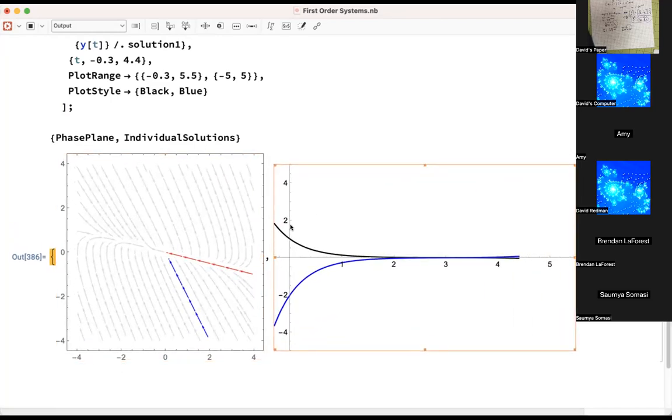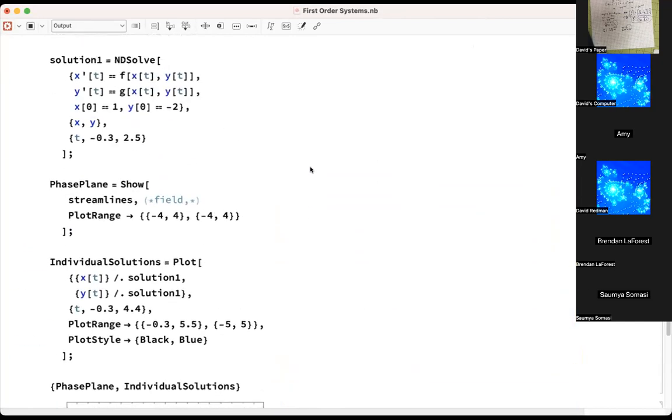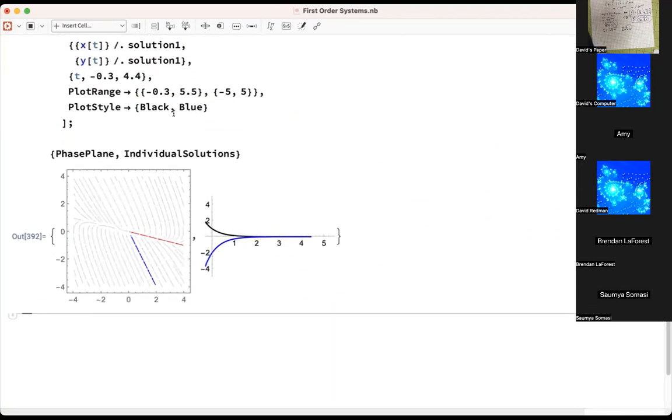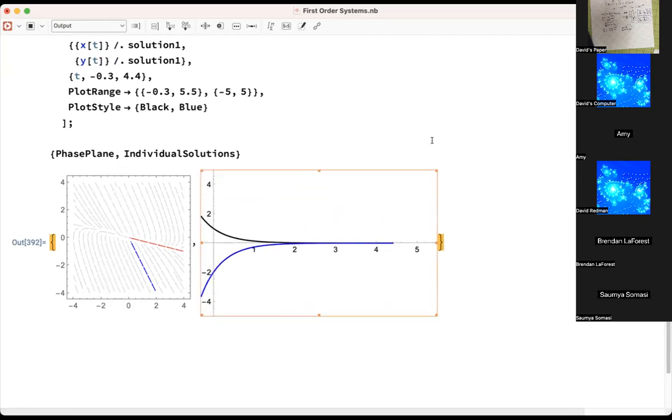But notice I have to manually adjust these windows. Also notice that it's kind of fuzzing out over here past 4 seconds because I had the numerical differential equation solver only working for the first 2.5 seconds. So I have to actually tell Mathematica to solve longer if I want it to solve longer. Then it does a better job of solving this expression here.